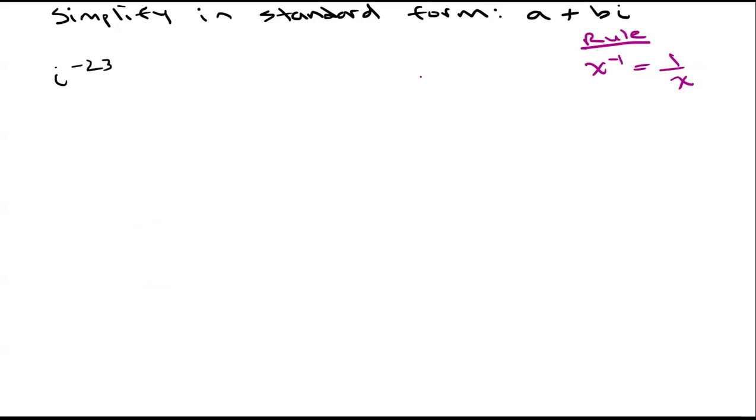All right, so we have a negative in the exponent, so we cannot simplify it this way. We have to have the power be positive. So there's a rule: if we have x to the negative 1, we can rewrite this as 1 over x. So we're going to apply that same rule here. So this is going to be 1 over i to the 23rd. Okay.